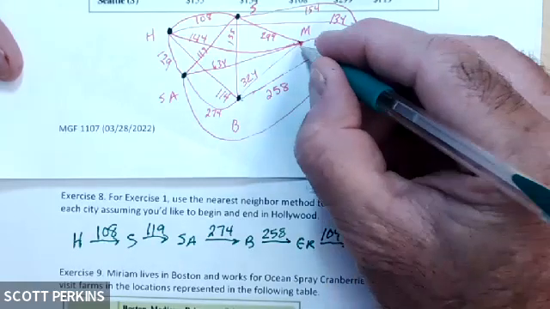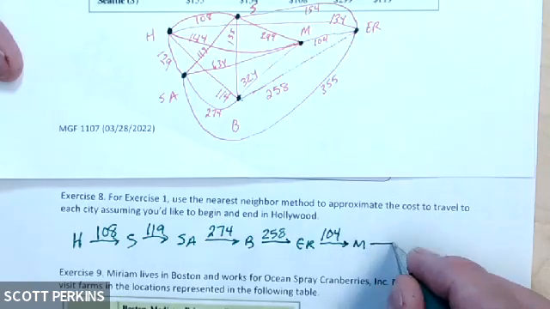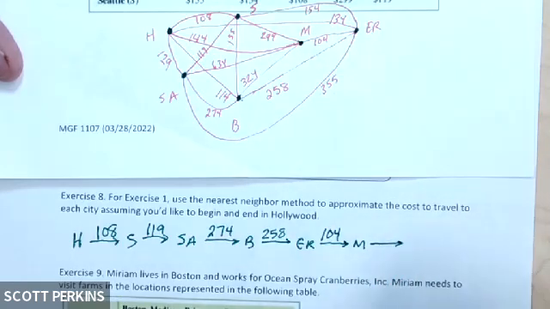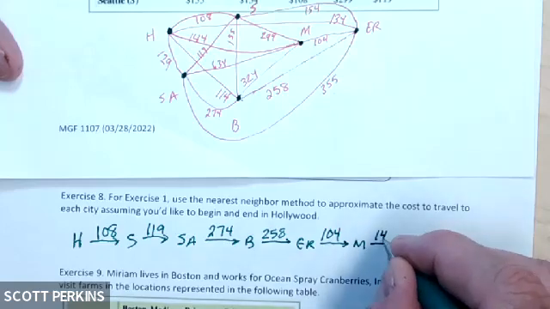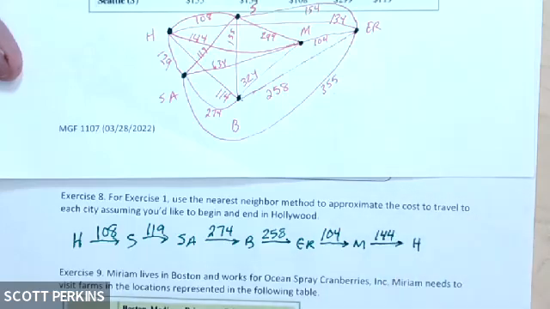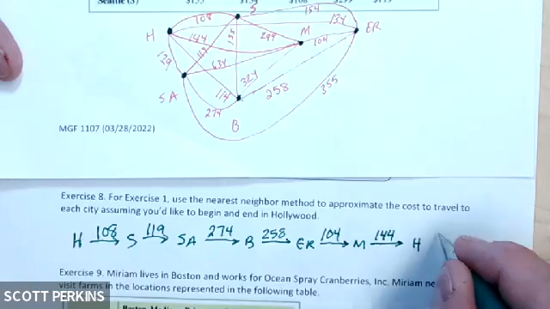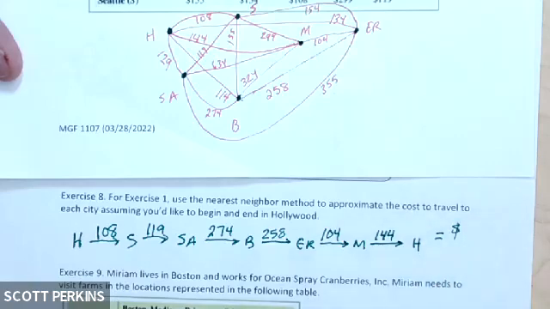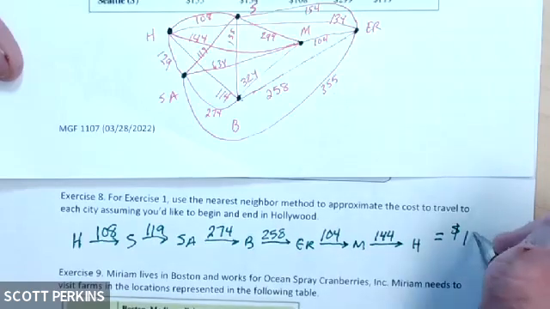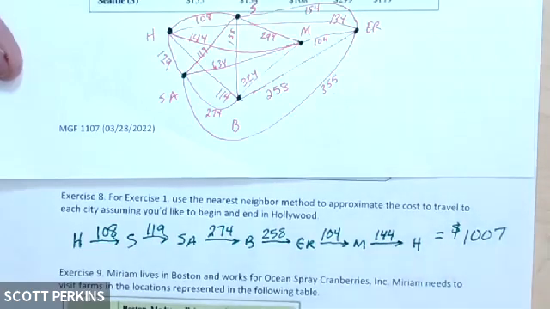Great. And so then from Memphis, again, I only have one choice because to complete the circuit, I got to go back to Hollywood. And Memphis to Hollywood is 144. And when I add all those up, how much are those plane fares going to cost me to get around my circuit? 1,007. Do I have confirmation of that? Sounds good to me.